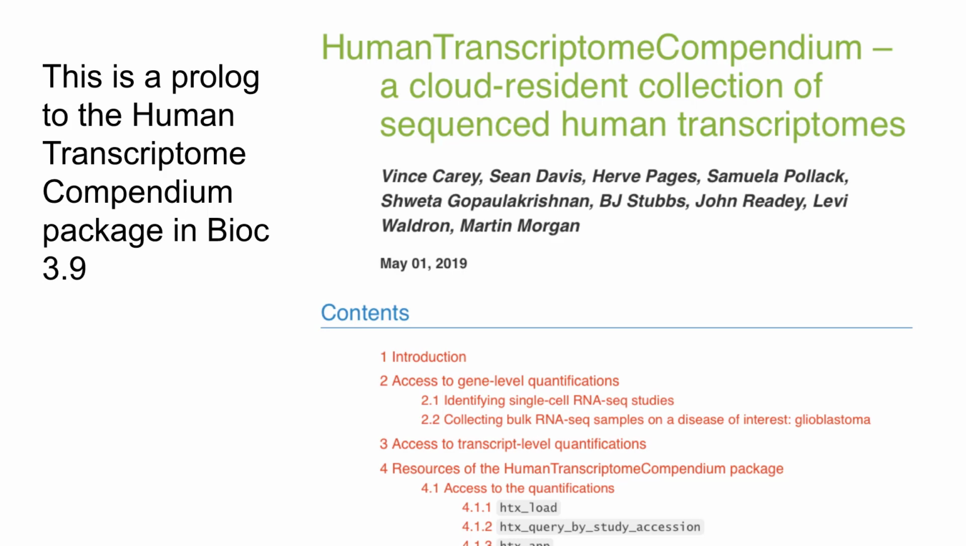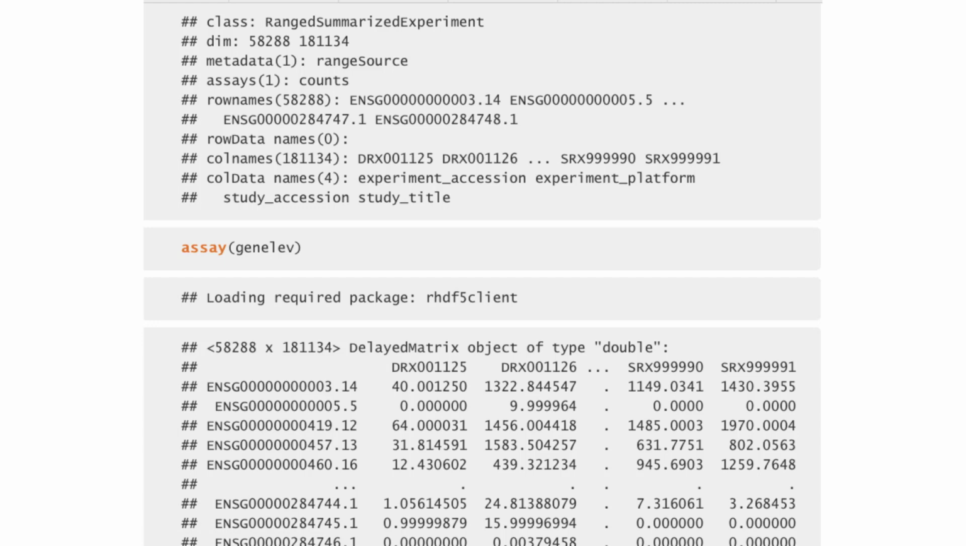It's a new package in Bioconductor. And it has a vignette. So you can go and start reading the vignette and see how this thing helps you to get access to 181,000 transcriptomic studies. And the cancer is a subset of that. The cancer 43K, or whatever I showed you a few minutes ago, is just a subset of this. And this is in a delayed matrix. This is living in the cloud.